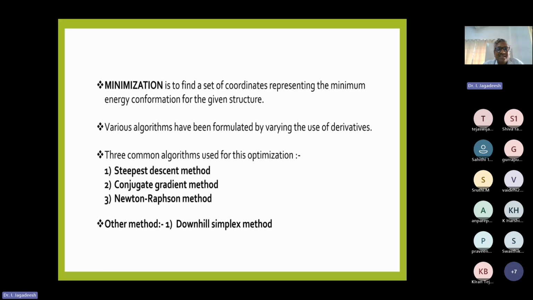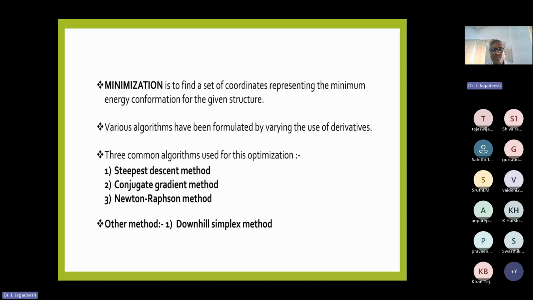So the minimization is to find a set of coordinates representing the minimum energy conformation for a given structure. That is what we are aiming at, and we are avoiding all the lab tests. That is what you get in the pragmatic manner, which takes time. So we are going to use virtual screening so that we will not have all these steps.